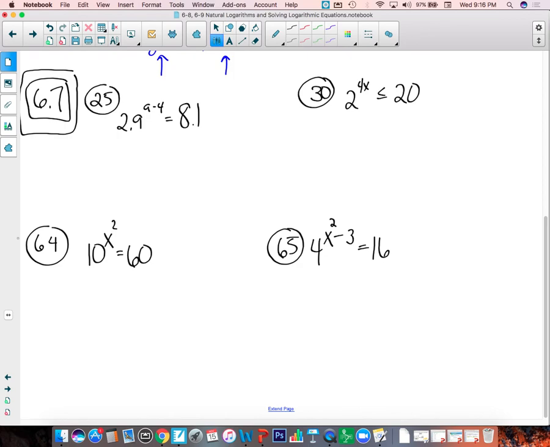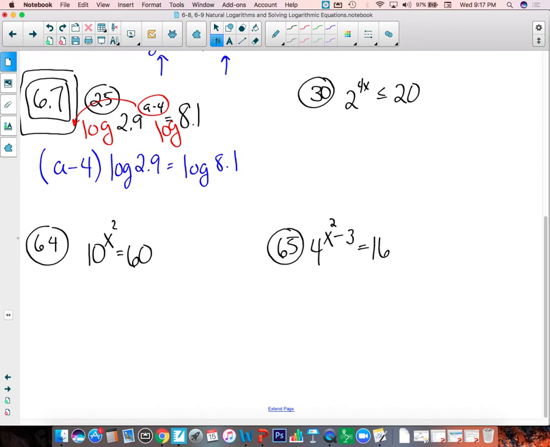Okay, so starting out with 25. I have 2.9 to the a minus 4 equals 8.1. So we have to solve that. That was one of the ones we did in the middle of class yesterday, where if we had an exponent that had a variable in it, then we could take the log of both sides. That allows me to bring that exponent down. So I'm going to have a minus 4 out in front of the log of 2.9, and that equals log of 8.1.